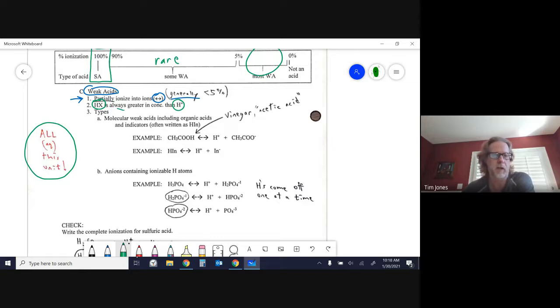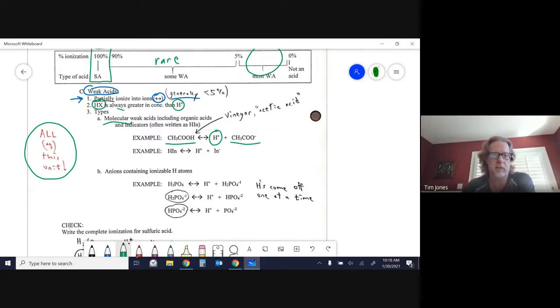So I've got types of weak acids. So molecular, in other words, molecules, covalently bonded atoms that give off an H+. So here I have what you would commonly know as vinegar. We will call it acetic acid. It gives off an H+, and you're left with an acetate ion here called a conjugate base. We'll cover that more later.